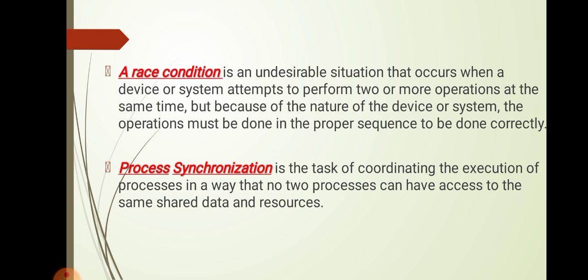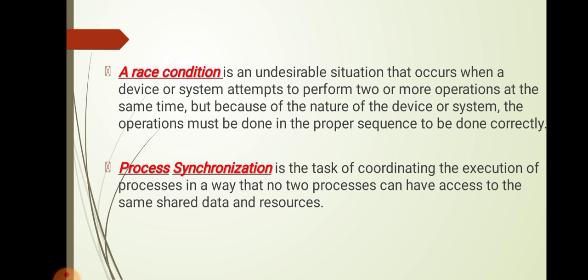Now one more term I mentioned, process synchronization. What is process synchronization? It is the task of coordinating the execution of processes in a way that no two processes can access the same shared data and resources at the same time. Process synchronization is a task where we have to ensure that no two processes can access the shared memory, shared data and the resources simultaneously. Clear? So now we will see what a critical section is.